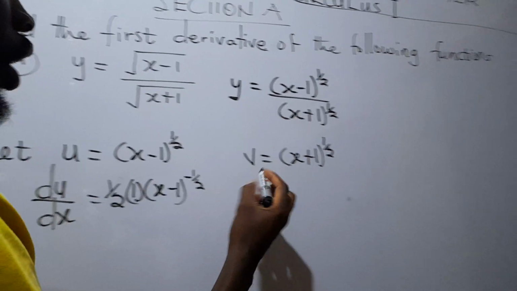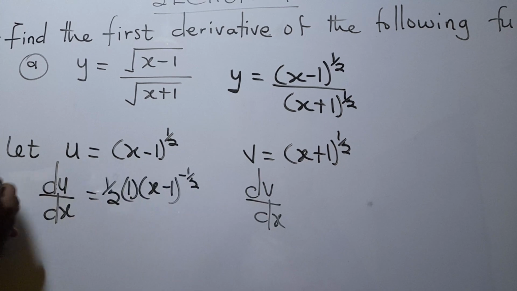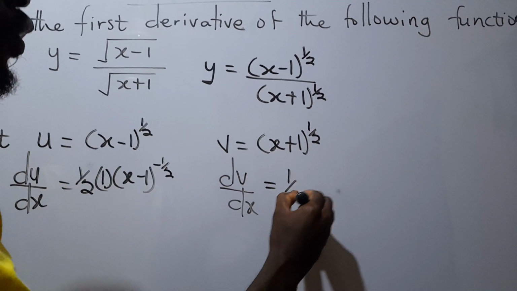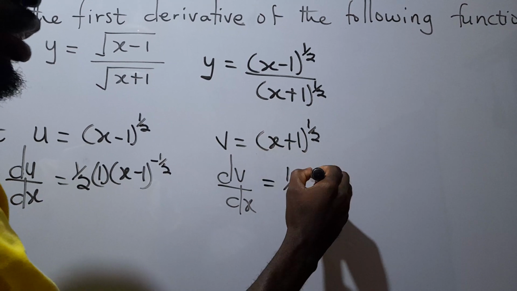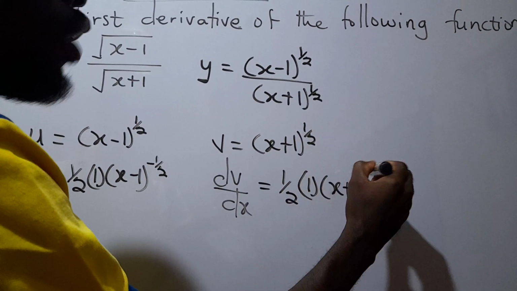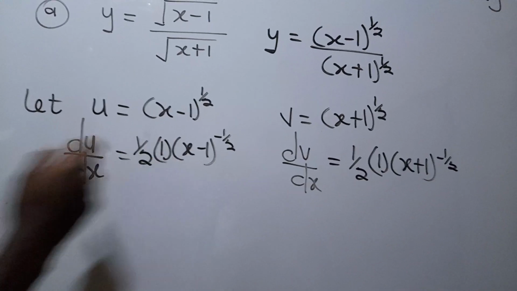Then we differentiate this one to find dv over dx. The same thing. We drop the exponent half, we differentiate the base, that will be 1, we repeat the base again and subtract 1 from the exponent. We get negative half.